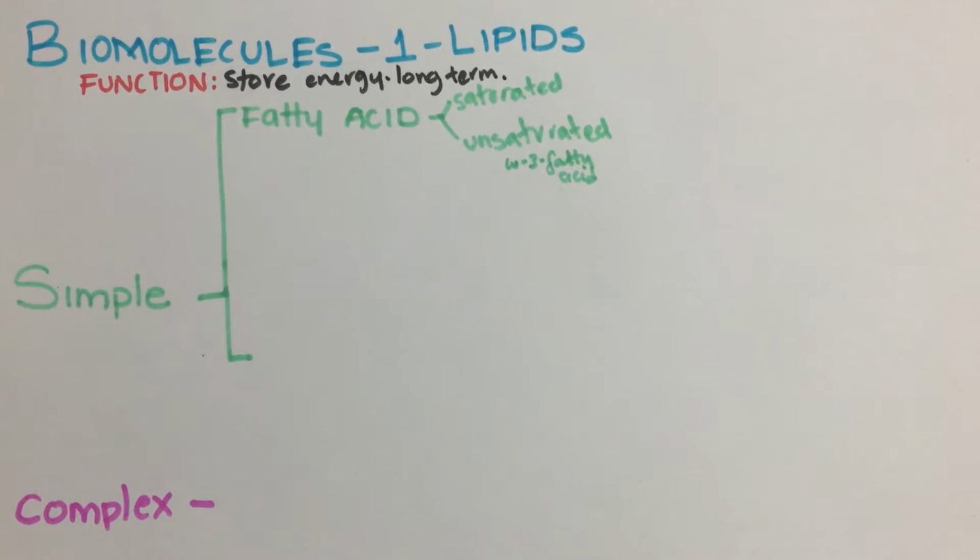Our first biomolecule today is going to be lipids. What we're going to do today is look at the structure and the classifications, and some functions as well. So what is the function of lipids or fats? The function is to store energy, but not energy that will be used right away. It's actually for the long term. So long-term storage of energy is the function of lipids.